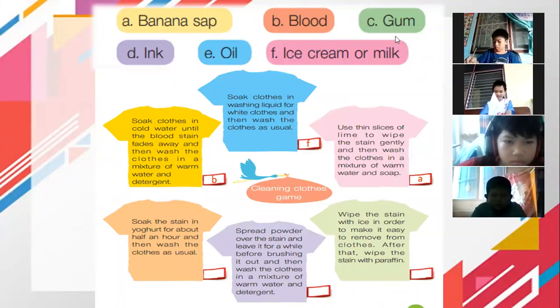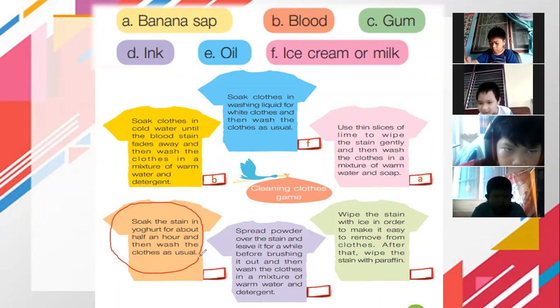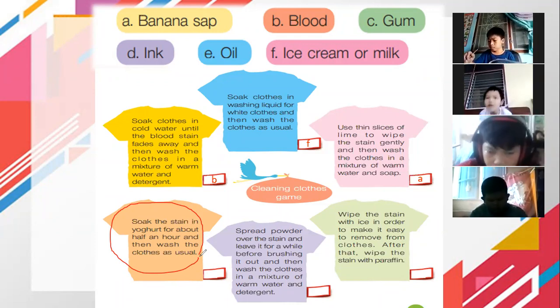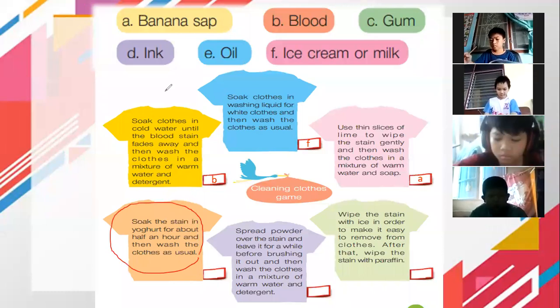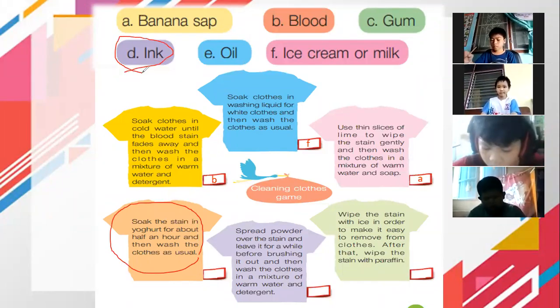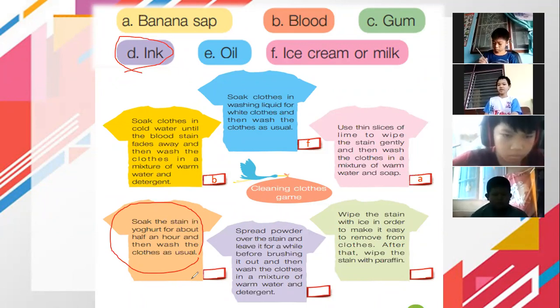Now, students, how about this? Soak the stain in yogurt for about half an hour and then wash the clothes as usual. Which one? Ink. Exactly. Ink. D. That is the correct way for removing the ink stain.